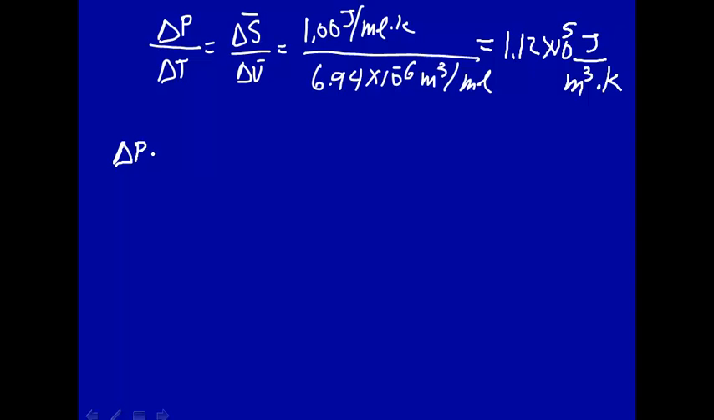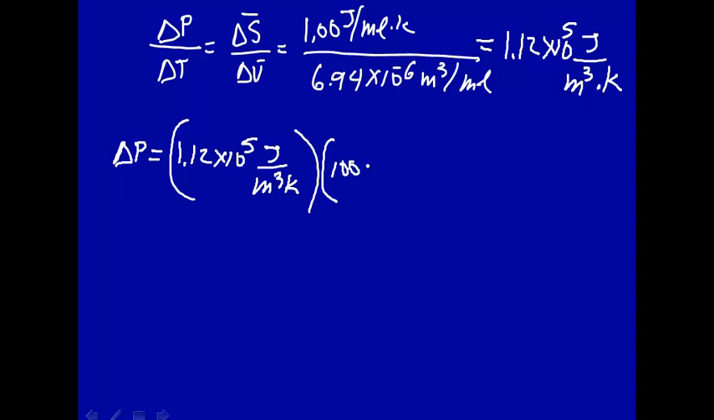So the change in pressure we have to have in order to make rhombic the stable phase at 100 degrees will be 1.12 times 10 to the fifth joule per meter cubed Kelvin times delta T. We want to go to 100, and we're starting at 95.5. And from earlier discussion, delta C is the same as delta K. So this is equal to 5.0 times 10 to the fifth joule per meter cubed.